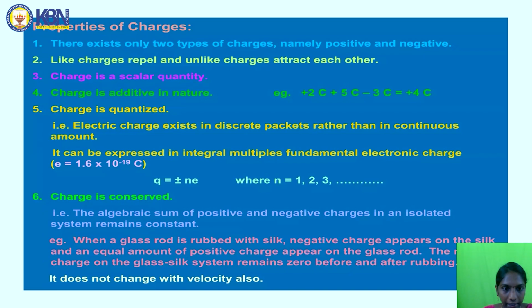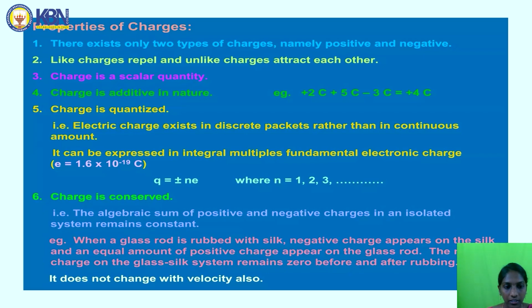Charge is additive in nature. Example: positive 2 charge plus positive 5 charge minus negative 3 charge is equal to positive 4 charge. Charge is quantized, that is, electric charge exists in discrete packets rather than in continuous amounts. It can be expressed in integer multiples of the fundamental electronic charge.